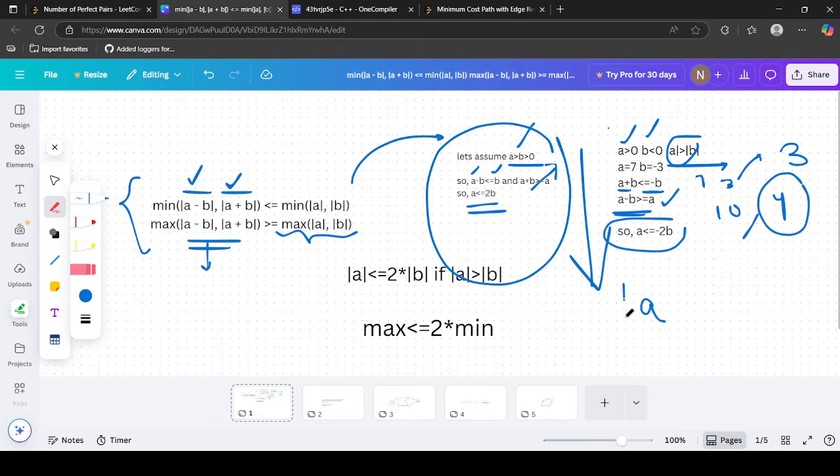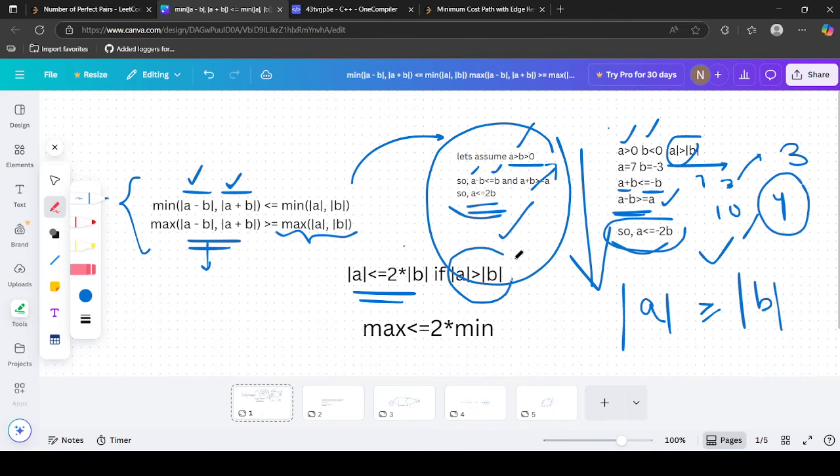For example, when mod a is greater than or equal to mod b, then from this what did we get? Here it is a is less than or equal to 2b and here it is a less than or equal to minus 2b. So it means that it is simply mod a is less than or equal to 2 into mod b. Because if b is positive, this is the condition, and if b is negative, this is the condition. So it is simply mod a is less than or equal to 2 into mod b.